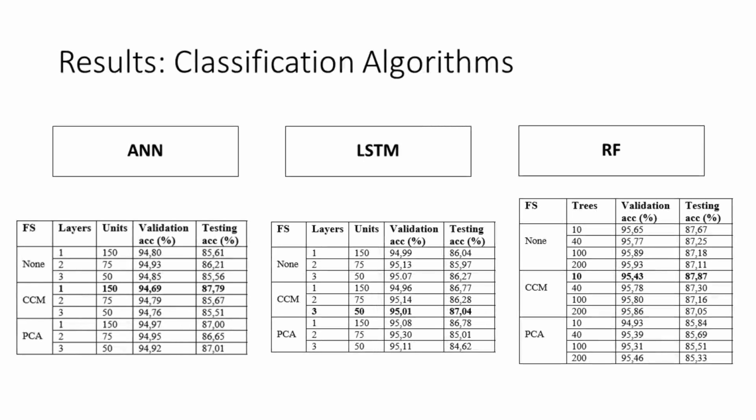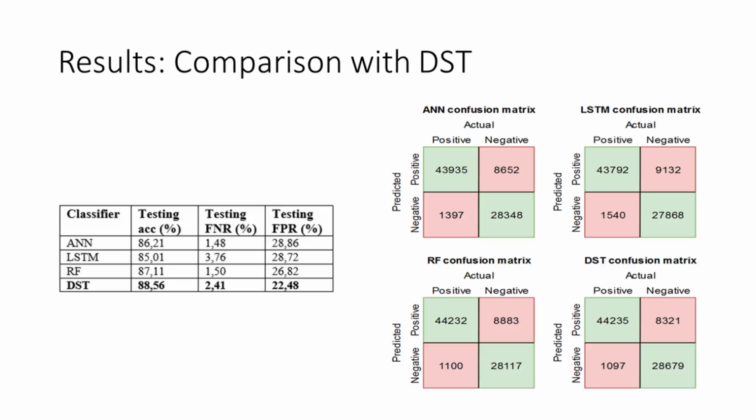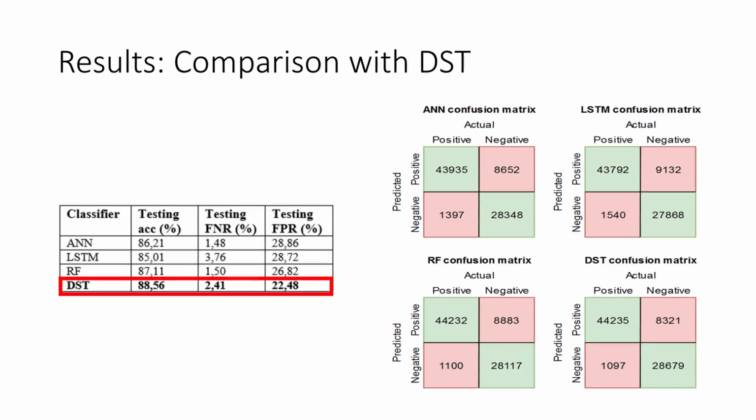Here we can see the results from the 3 different algorithms. We can see that all of them got better results using CCM as the feature selection method, but the differences are not so big. And then we applied all the different algorithms together. We got what we call DST, and we improved the percentage by 1.5%, getting a total of 88.5.